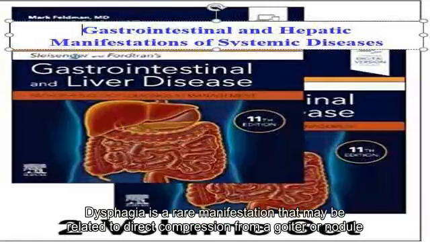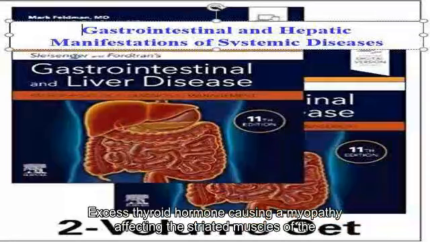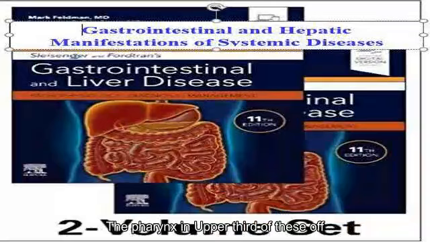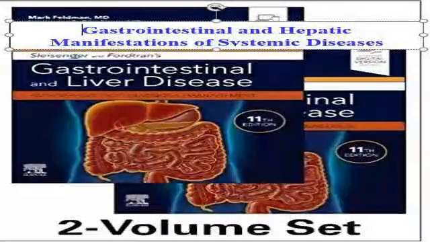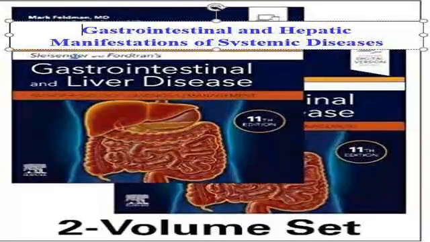Dysphagia is a rare manifestation that may be related to direct compression from a goiter or nodule, excess thyroid hormone causing a myopathy affecting the striated muscles of the pharynx and upper third of the esophagus, or increased esophageal contraction velocity. Gastric emptying has been shown to be normal, rapid, or delayed. Low acid secretion and hypergastrinemia are found in some studies.